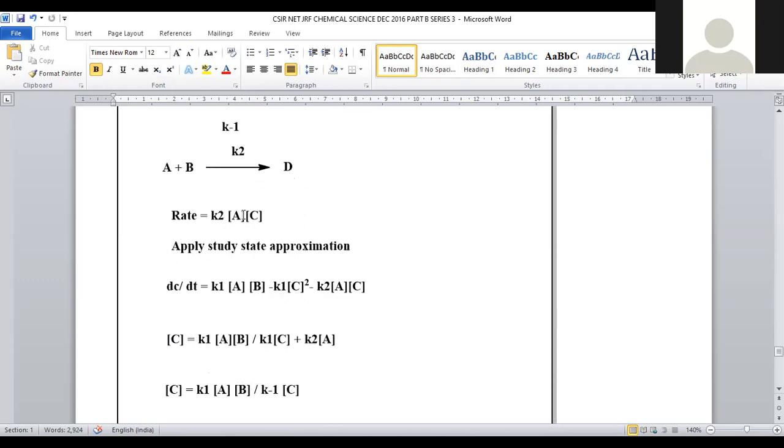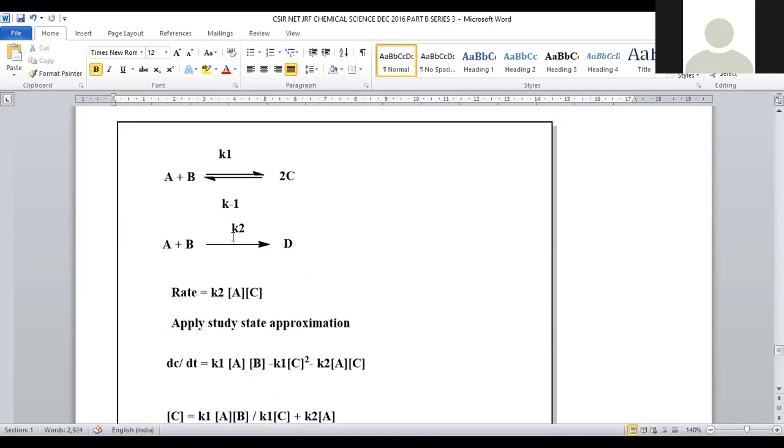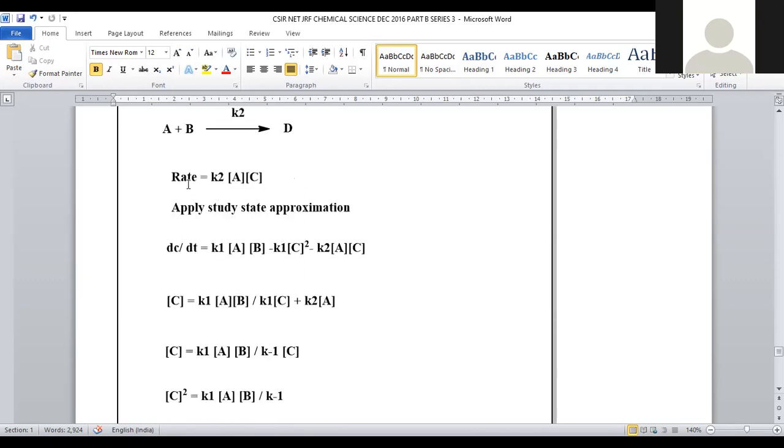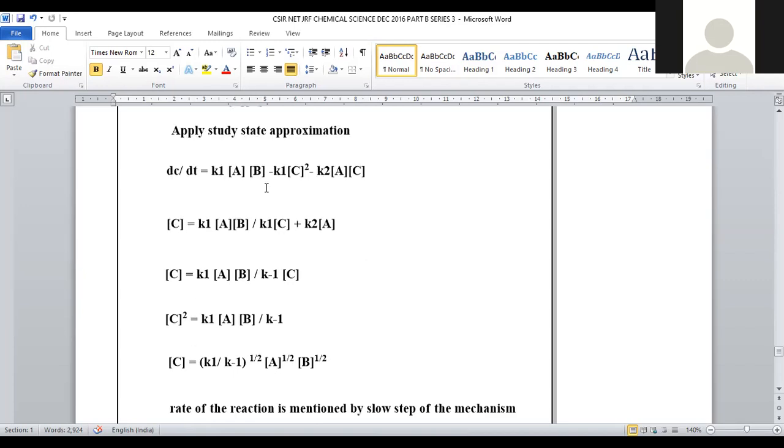Then rate is equal to K2 into A into C. Why are we taking specifically A into C? Because wherever a reaction is carried out, the slow step becomes the rate determining step. Here the slow step is the reaction A plus C gives rise to D. That's the reason the rate purely depends upon the two reactants A and C, not B. That's why K2 into A into C concentration will be taken.